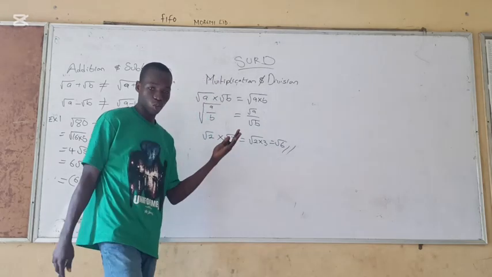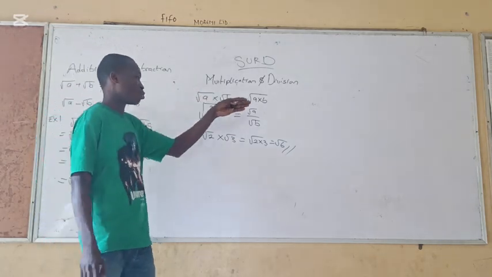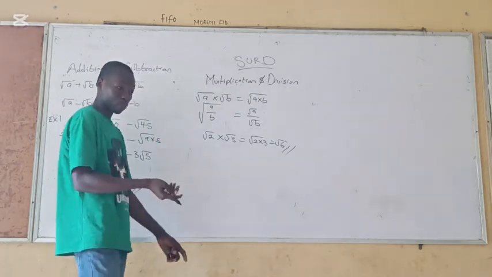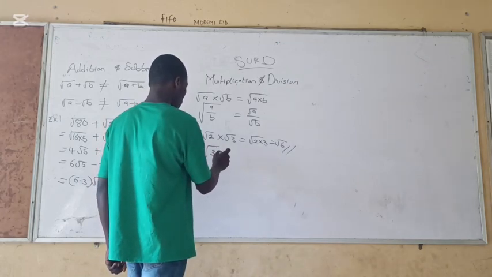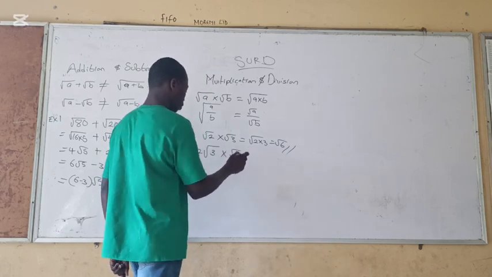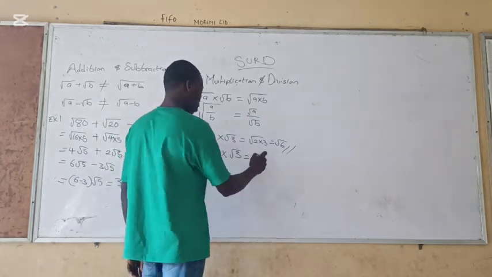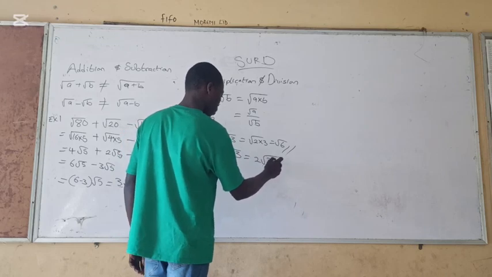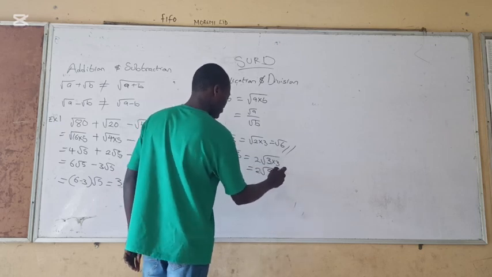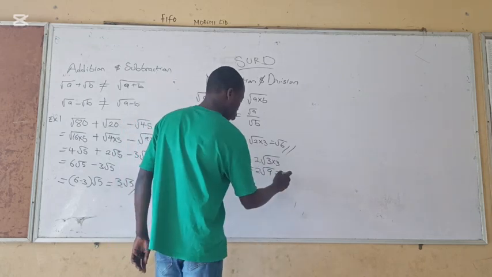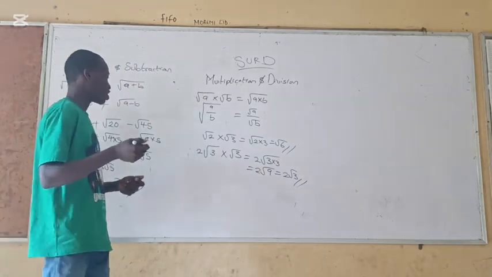This is true for all such cases, because of the rule stated that when you have root a multiplied by root b, it's equal to root a multiplied by b. Right? Okay, for instance, now you have 2 root 3 multiplied by root 3. You rewrite this as 2, you have this 2 here, and when the roots multiply each other, you are going to have 3 multiplied by 3, which is 9, right? And the root of 9 is 3. So you have 2 root 3.